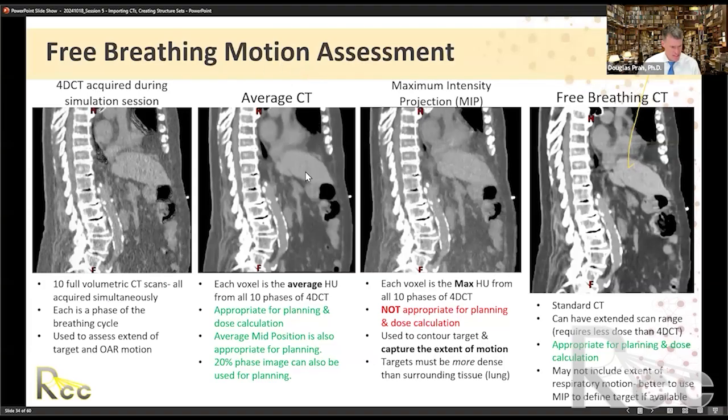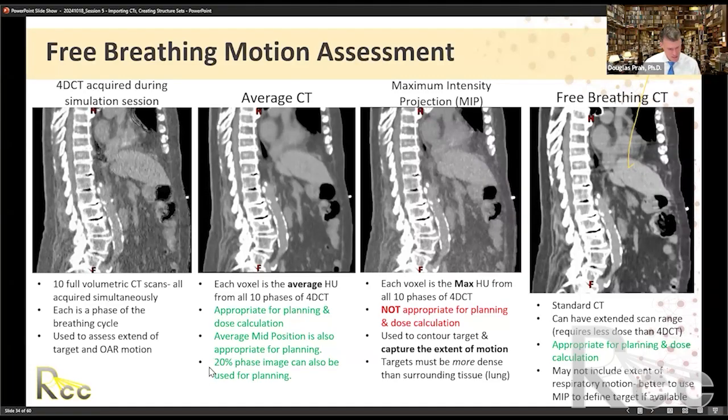Here's what an average CT would look like. An average CT tends to have blurred edges. The images may not be as crisp, but this is actually a very good scan to calculate dose on. You could also use a mid position, which is getting more common in the US and Europe, where you take all of these scans and calculate the mid position of them. It basically represents both an average and a geometric mid position.